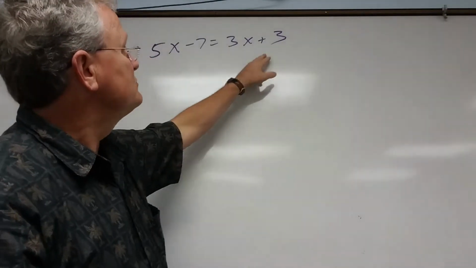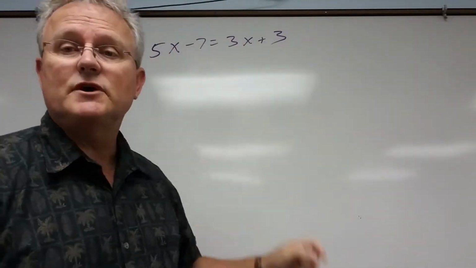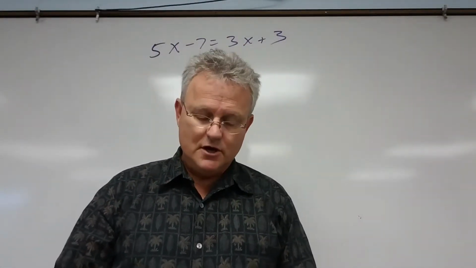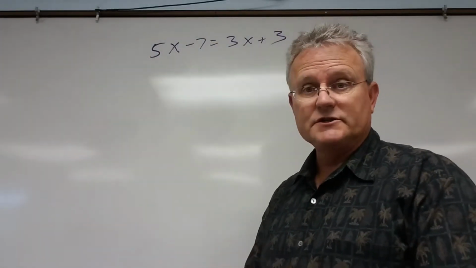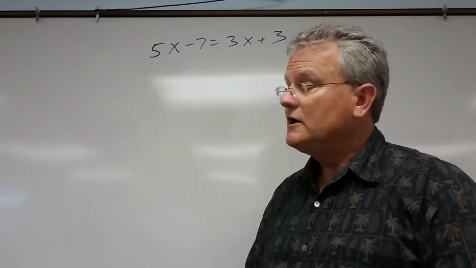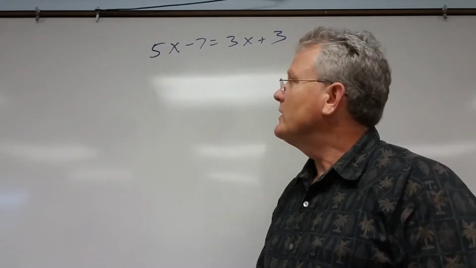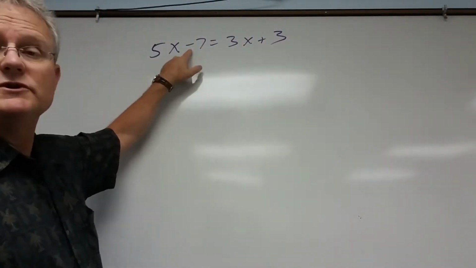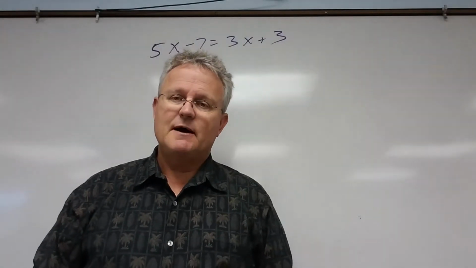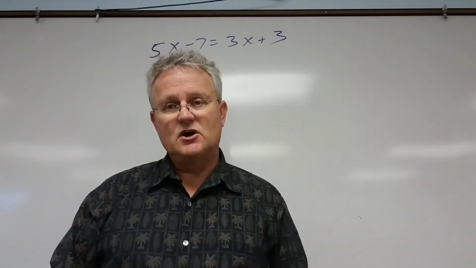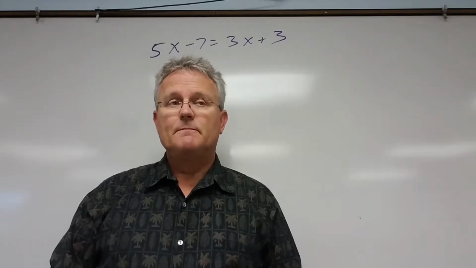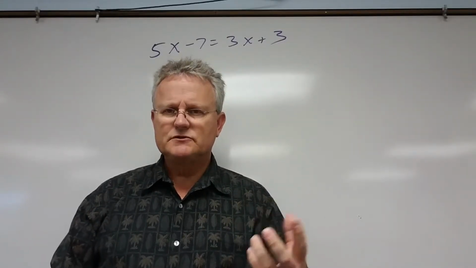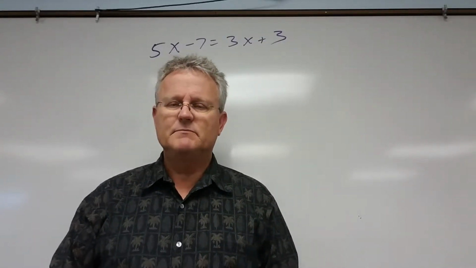We could subtract 3, add 7, subtract 3x. That doesn't matter. What matters is that in the end, we get x on one side and the numbers on the other. How do we do this? Well, let's say we want to take 7 to the other side, and the question is, what do we do? What we do is we always do the opposite operation. In mathematics, that's called the inverse operation, but to keep things simple for students, they understand what opposite means.